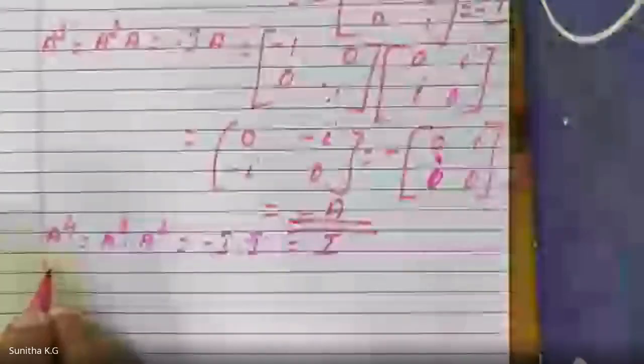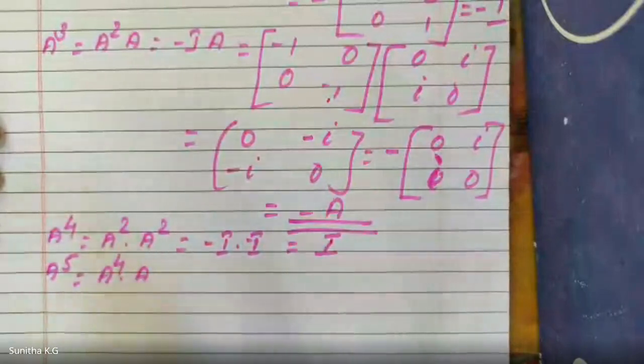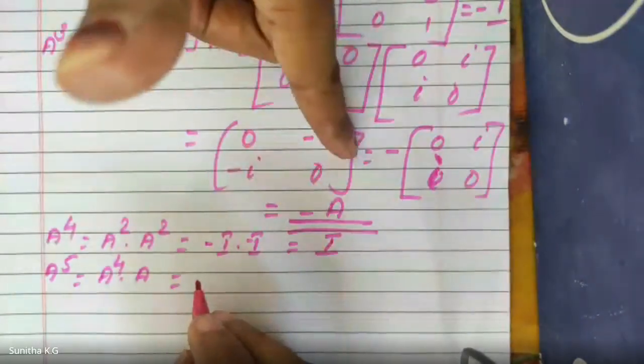Okay, then A raised to 5. What is A raised to 5? A raised to 4 into A. Okay? What is A raised to 4 that you have obtained?